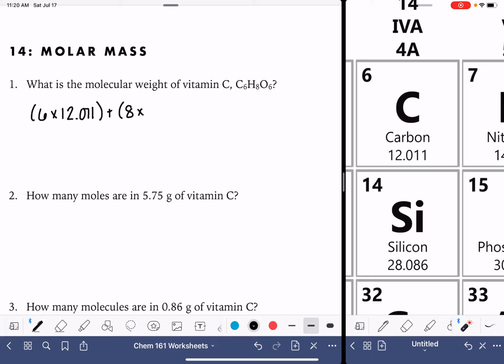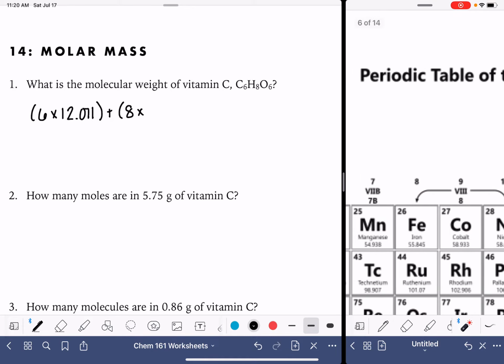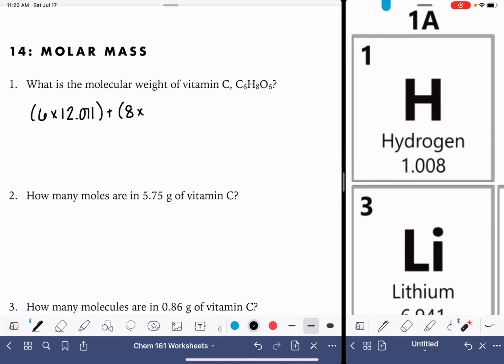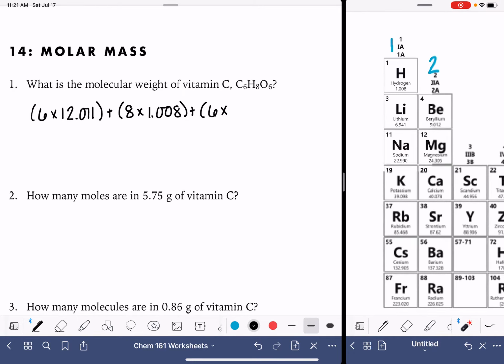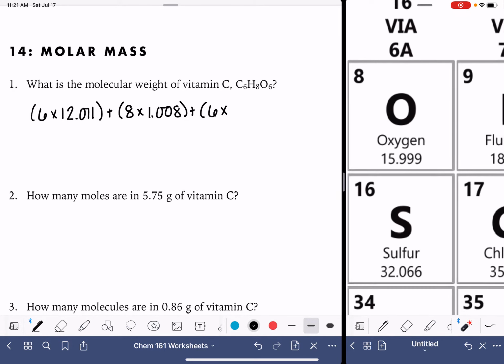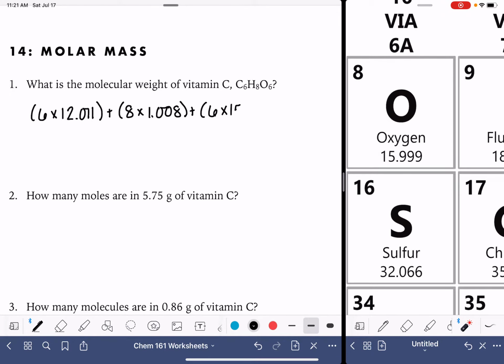We have 8 hydrogen atoms in this molecule, and the periodic table tells us that each hydrogen atom has a mass of 1.008 grams, and then we have 6 oxygen atoms, and each oxygen atom is 15.999 grams. So all we have to do is just add this up.